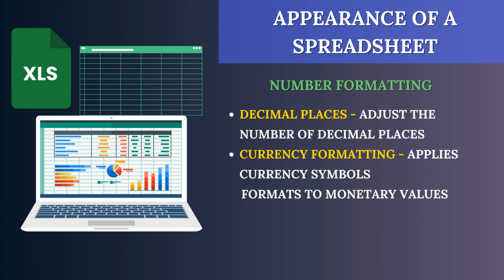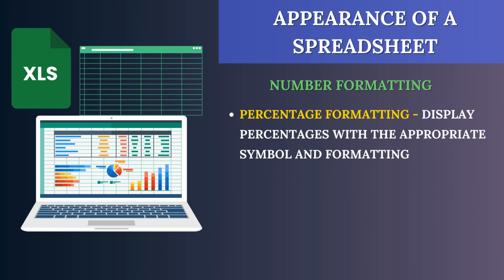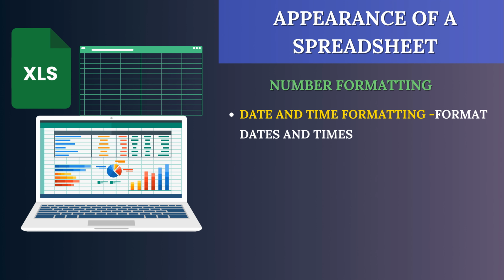Then comes number formatting, which includes decimal places, which adjust the number of decimal places displayed for numeric values to improve precision or simplify large numbers. Whereas currency formatting applies currency symbols and formats to monetary values for clarity and consistency. Percentage formatting is used to display percentages with the appropriate symbol and formatting to represent proportions effectively. Date and time formatting is used to format dates and times in a way that is easy to understand and consistent with preferences or regional conventions.